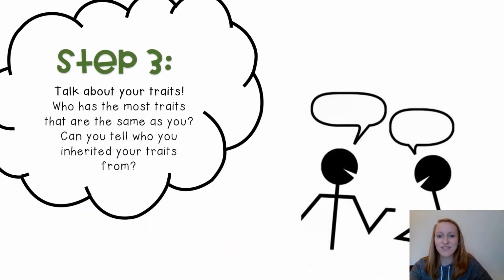Finally, it's time for step 3. Talk about your traits. Who has the most traits that are the same as you? Can you tell who you inherited your traits from?